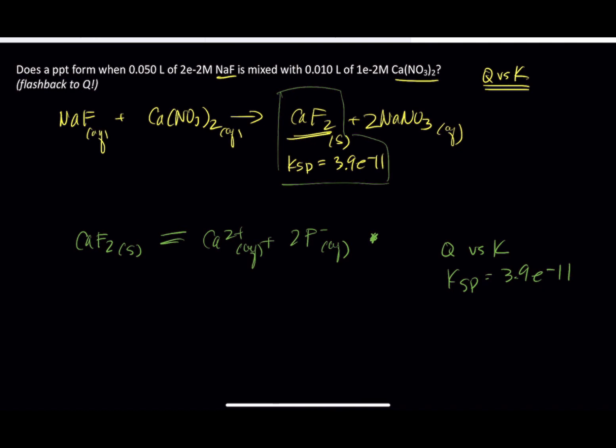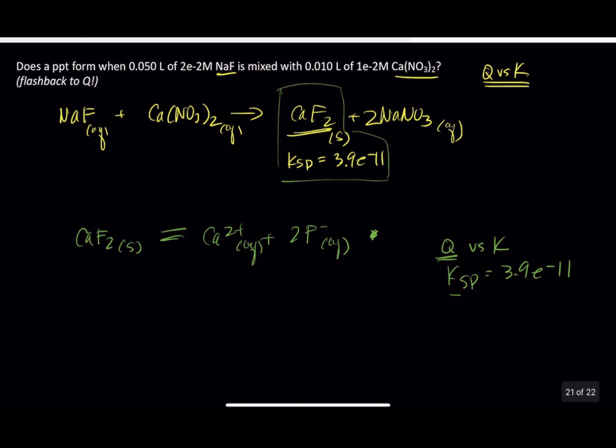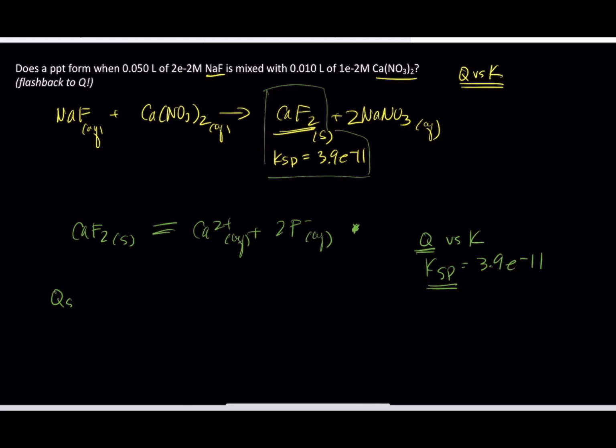So that means in order to find Q, I've got to know the concentrations of my species to plug in, right? So my QSP is going to be equal to Ca times F to the second. Note that here, this is an example of where fluoride is coming from one species and calcium is coming from another. So it's not necessarily going to be true that the calcium and the fluoride ions are related by their stoichiometry, right? My fluoride is whatever amount I get from sodium fluoride. My calcium is whatever I get from calcium nitrate, right? So let's go ahead and work that out.